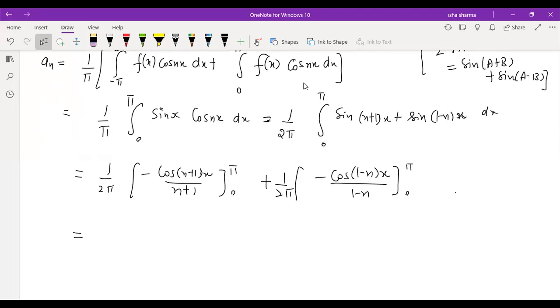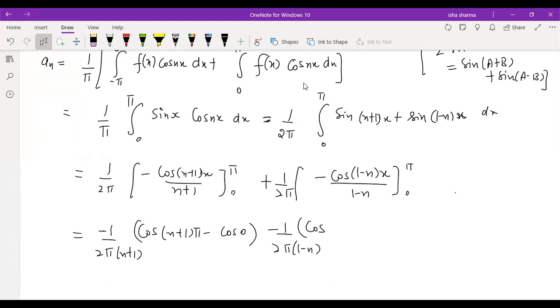So the value of an which you will be getting, so it is 1 by 2 pi n plus 1. This minus can be taken outside, cos n plus 1 pi minus cos 0, and from here also we can take the negative outside, minus 1 by 2 pi 1 minus n cos 1 minus n pi minus cos 0.